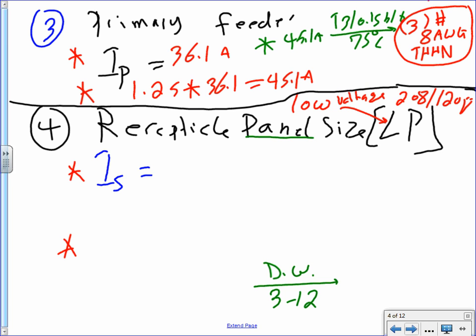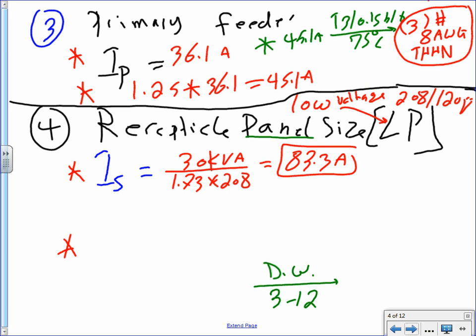So on the secondary, you take the 30 kVA divided by 1.73 times 208, which equals 83.3 amps. You could have skipped this and gone directly into the DeWalt 3-7-7, and say, I care less about your numbers, I'm going to use this 83.3 right from here, already in the DeWalt. Okay.